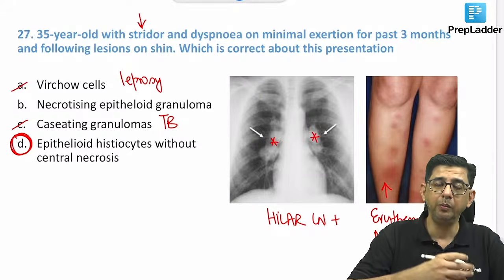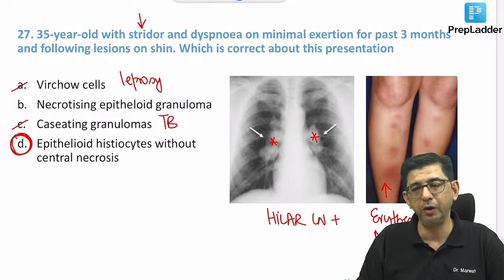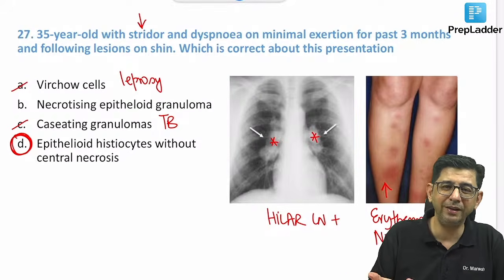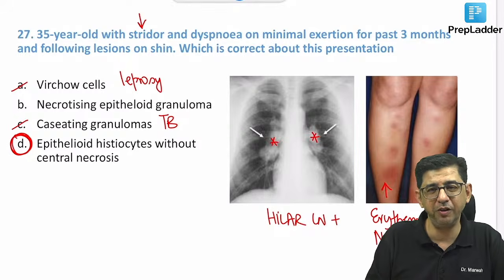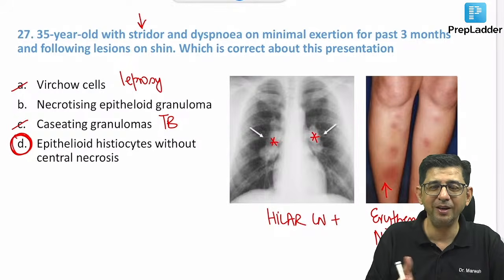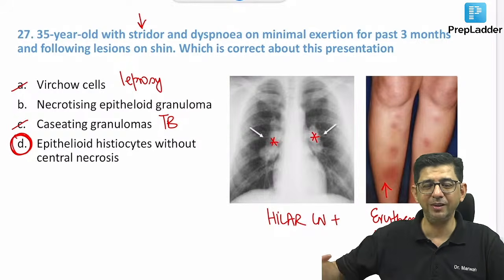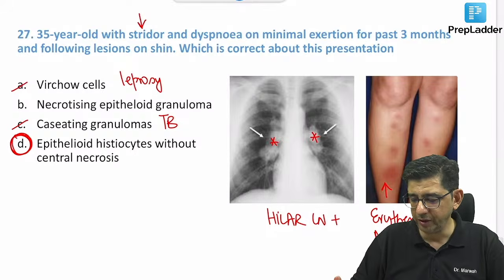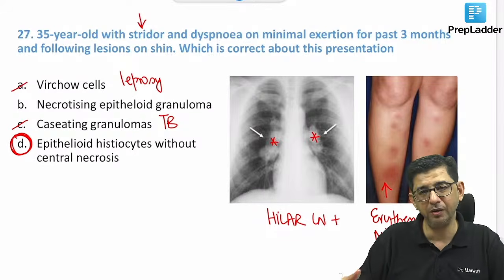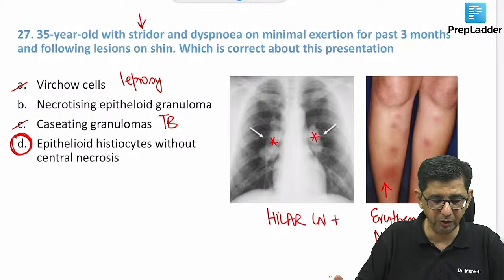The bottom line is it was not exactly an integration question. They were just asking for the definition of sarcoidosis in a one-liner, but they tried to extend the question by giving you hilar lymphadenopathy in a female patient, and then the stridor component along with erythema nodosum.